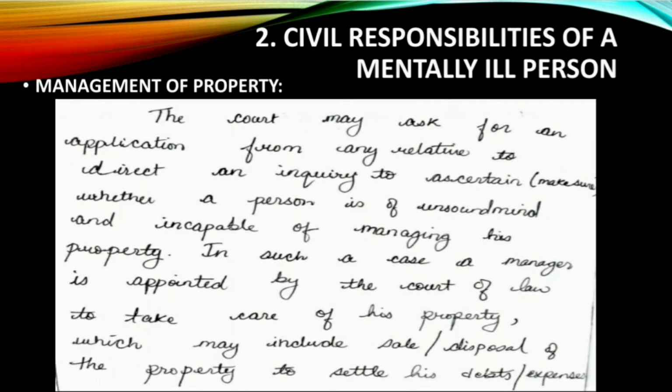This means the court will inquire of the relatives by asking for an application to make sure whether that property holder is able to manage his property or not. It will be inquired by the court. In this case, if a person is unsound, then someone will be appointed to be his manager to manage the property by the law. He will have the same power as the owner, but before doing anything, he must first take the permission from the court since the owner is incapable to make the judgment.